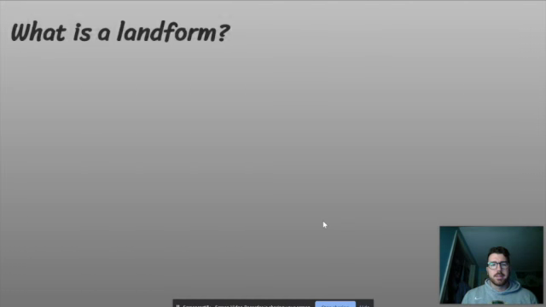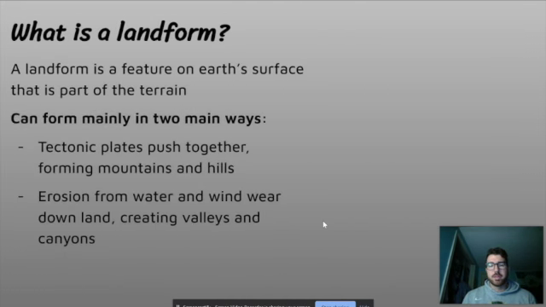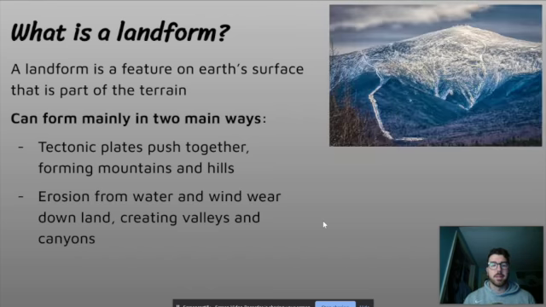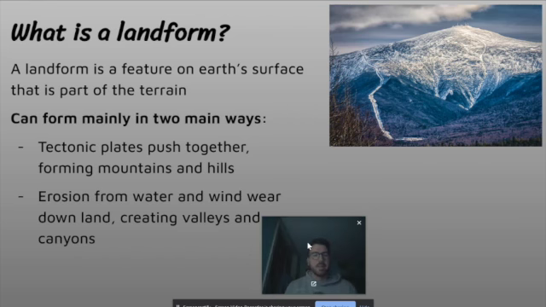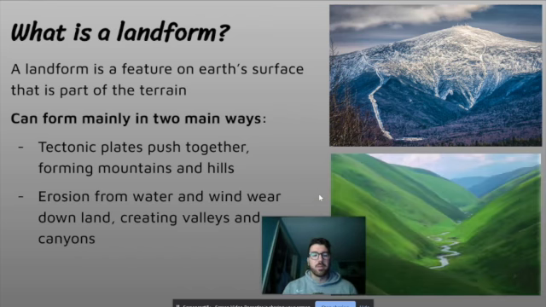All right, so what is a landform? A landform is just a feature on Earth's surface that's part of the terrain. And these can form in 2 main ways. They can form when tectonic plates push together, and when this happens, we get our mountains and our hills, similar to the mountain above. The second main way that a landform can form is via erosion from water and wind that wear down land over time, and they create valleys and canyons.